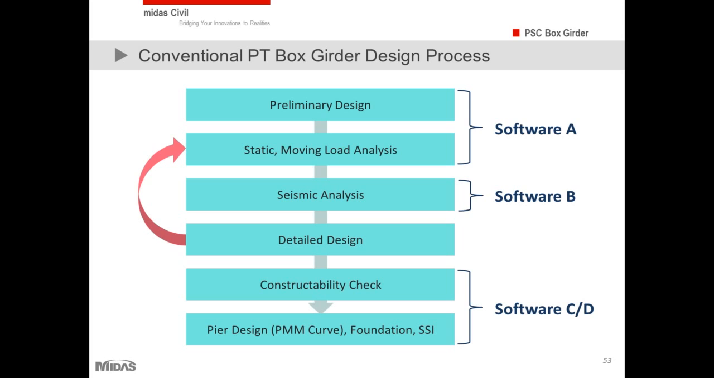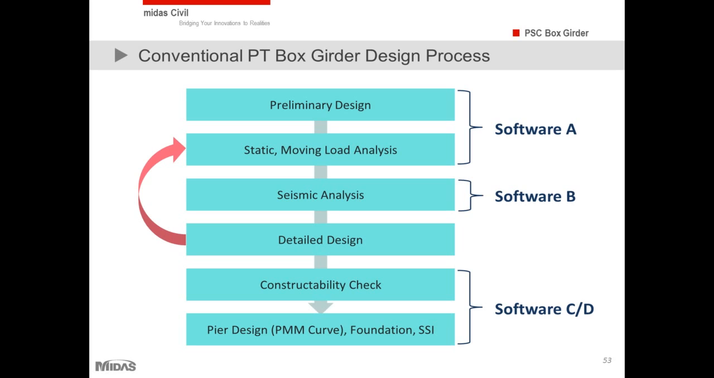We perform the constructability check, and then we do the pier design and foundation, and if you want to perform soil structure interaction, we can do these in the software that we are working with. Here you can see we are using different softwares. The conventional approach is to use different softwares at different stages. For preliminary design and static moving load analysis, we use software A. For seismic analysis, we use software B.